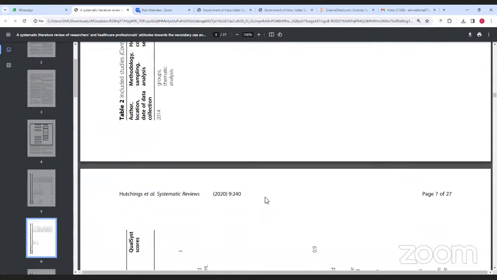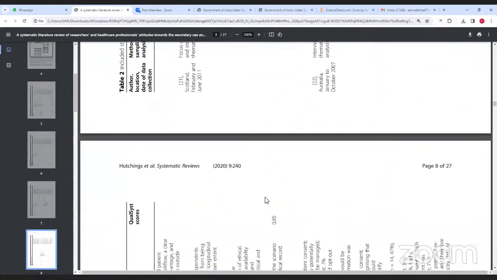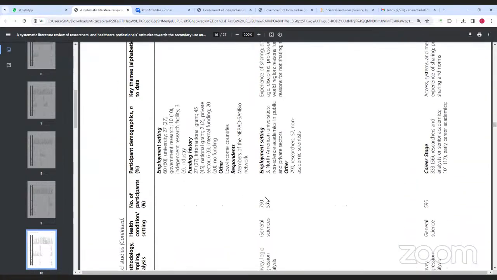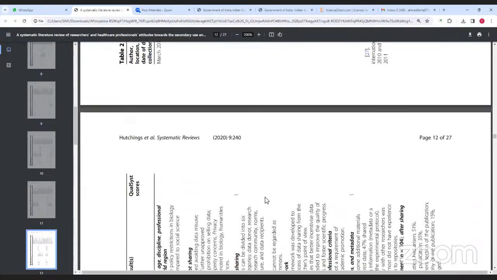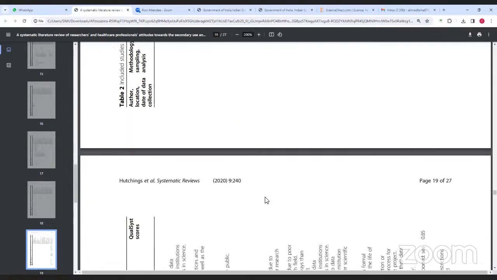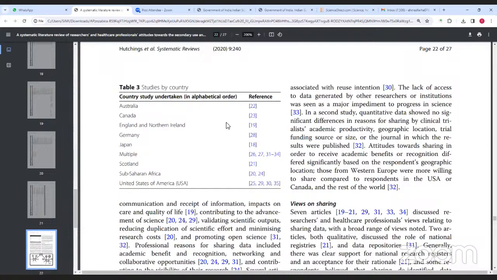Table 2. Table 3. Yeah, this is it. So here we can find country-wise how many studies were conducted. The majority of studies were in Germany.